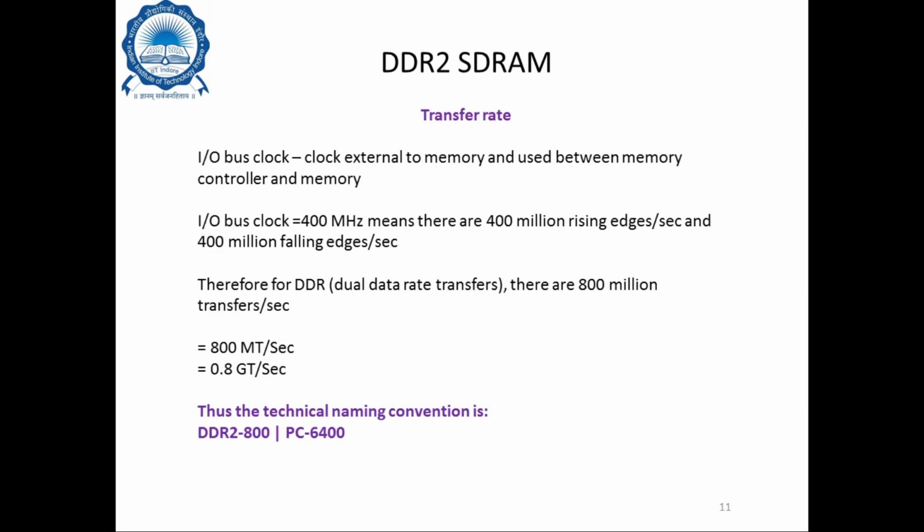Similarly, the transfer rate can be obtained from the IO bus clock, which is 400 megahertz, given by 400 million rising edges per second and 400 million falling edges per second. So that is equivalent to 800 million transfers per second happening, because the data is being transferred in the rising as well as in the falling edge. So that gives you 800 MT per second, which is equivalent to 0.8 GT per second. So the technical naming convention becomes DDR2-800 and PC2-6400. So here 6400 refers to the burst rate and 800 refers to the transfer rate.